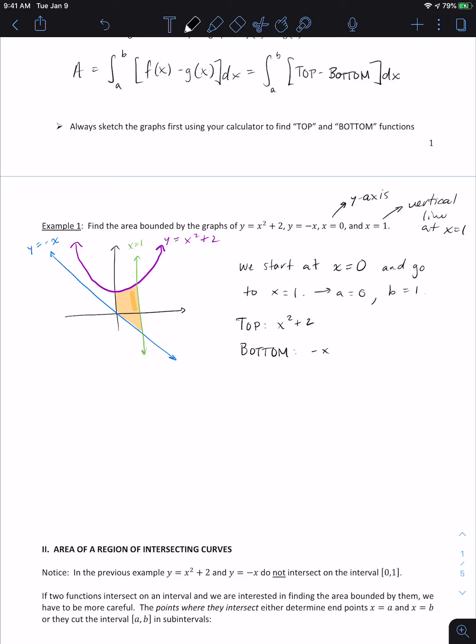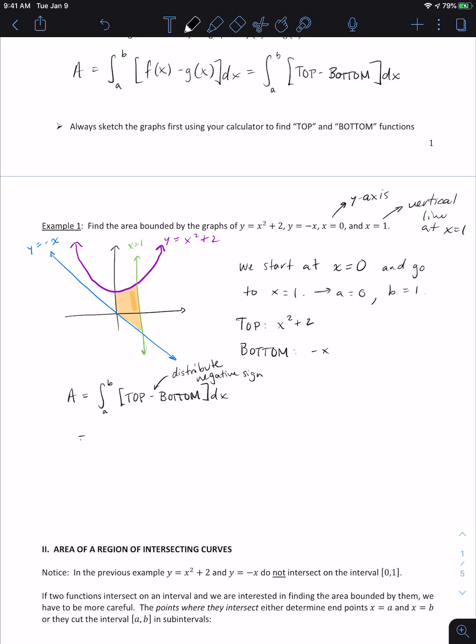Now that we know our top function, our bottom function, and our start and finish, our A and B, we use our formula. The area is always going to be the integral from A to B of the top function minus the bottom function, dx. Notice here that negative sign: I'm subtracting an entire function. So we need to always make sure to distribute the negative sign. I'll try to be careful in our notes here to write out that step so that we don't forget.